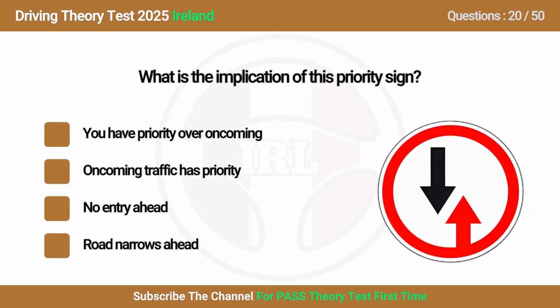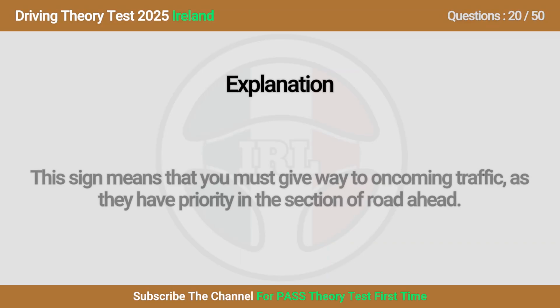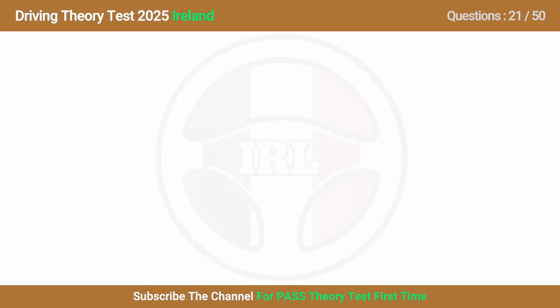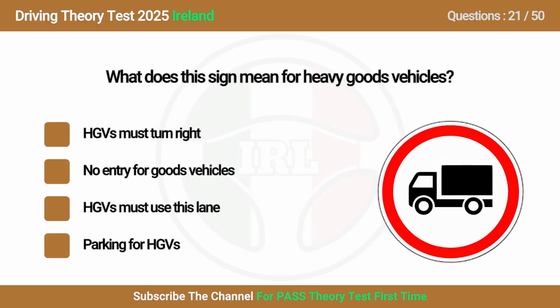Question 20. What is the implication of this priority sign? A. You have priority over oncoming. B. Oncoming traffic has priority. C. No entry ahead. D. Road narrows ahead. Answer is B. Oncoming traffic has priority. This sign means that you must give way to oncoming traffic, as they have priority in the section of road ahead.